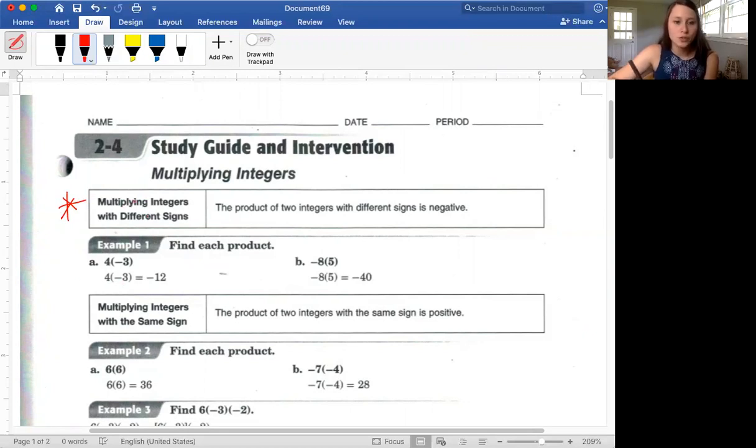So the first rule is when you're multiplying integers with different signs, the product of two integers with different signs is negative. So in other words, if you're multiplying numbers that have different signs, like a -3 times a +5, the answer to this is negative. It would be a -15. So you're going to multiply it like normal, and you're going to keep your answer as a negative.